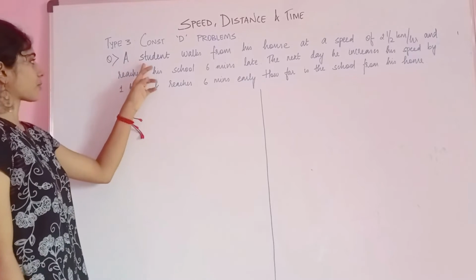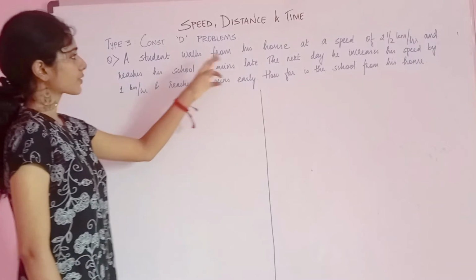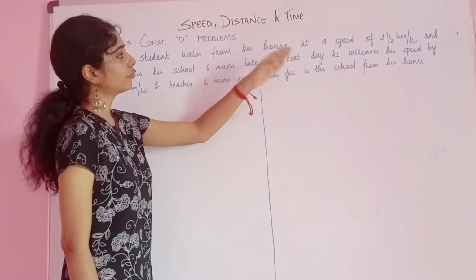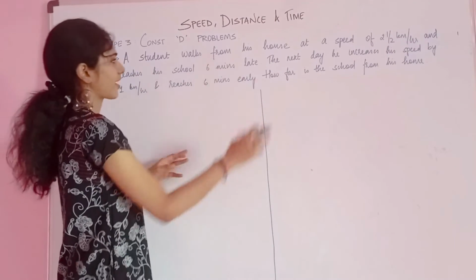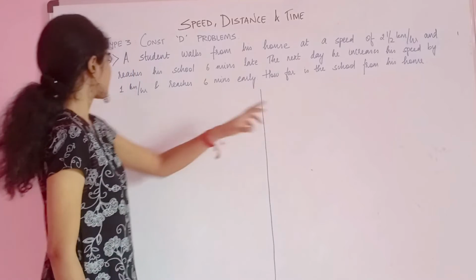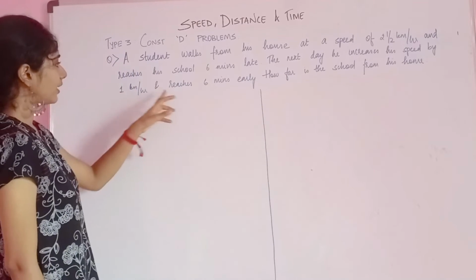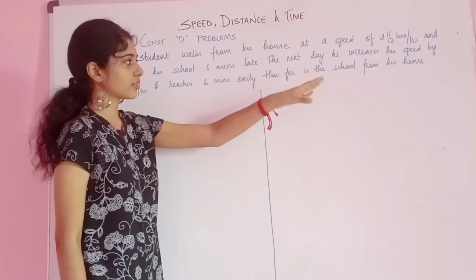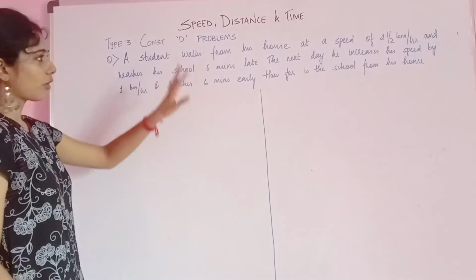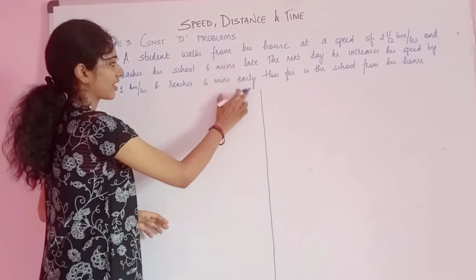So let's consider this question. A student walks from his house at a speed of 2.5 km per hour and reaches the school 6 minutes late. Sad. The next day he increases his speed by 1 km per hour and reaches 6 minutes early. So how far is the school from his home? Okay. So before going to this question, let's consider this late and early.